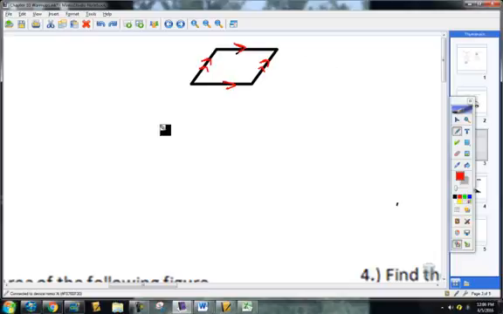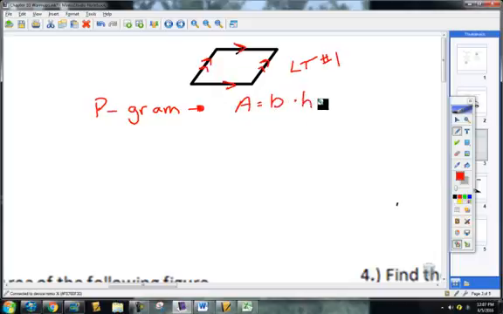So how do I find the area of a parallelogram? This is learning target number 1. I'll even write the learning targets on here. It'll be on the video so that you guys can review it if needed. Bridget? Base times height. So first thing I'm going to do is write parallelogram. This is all in your notes, by the way. And that is going to be area equals the base times the height.